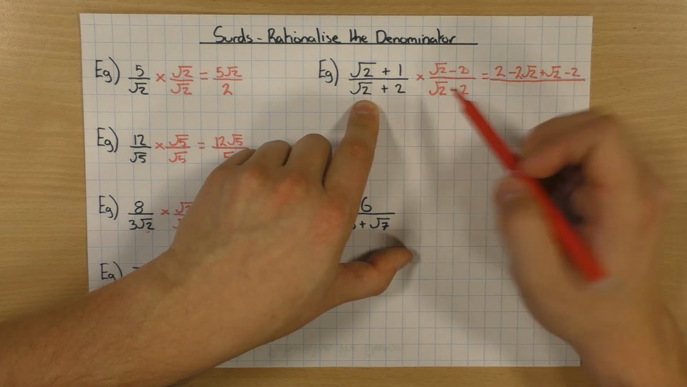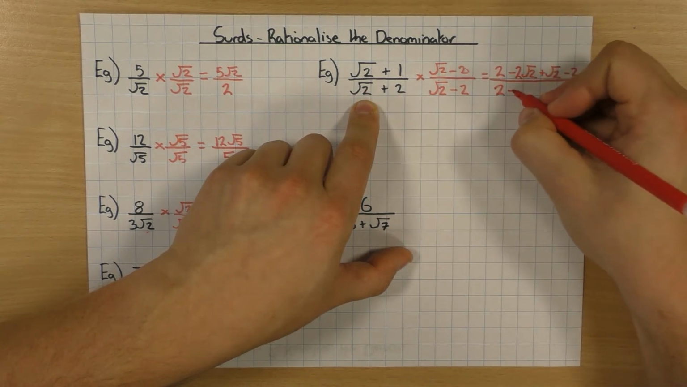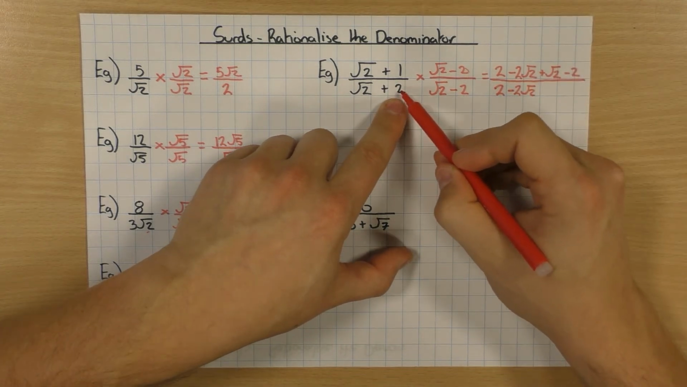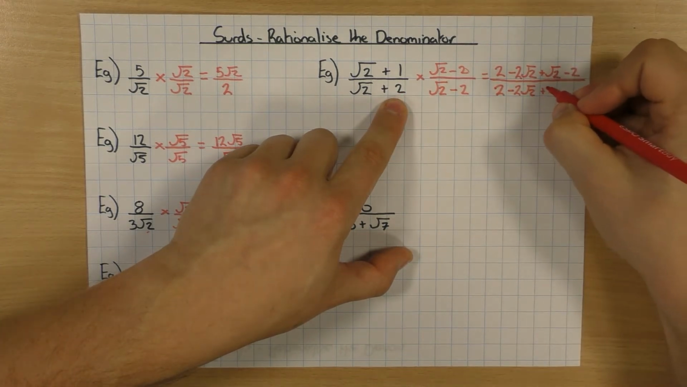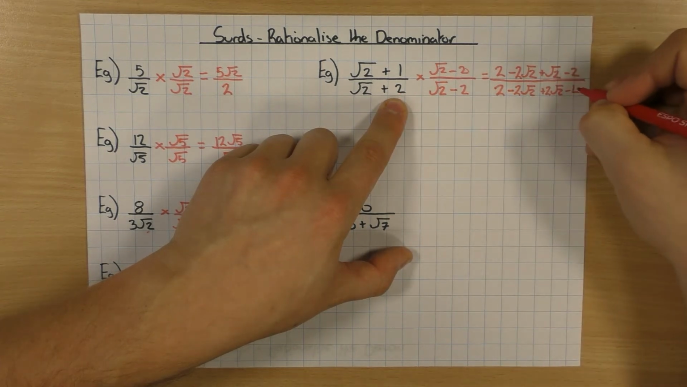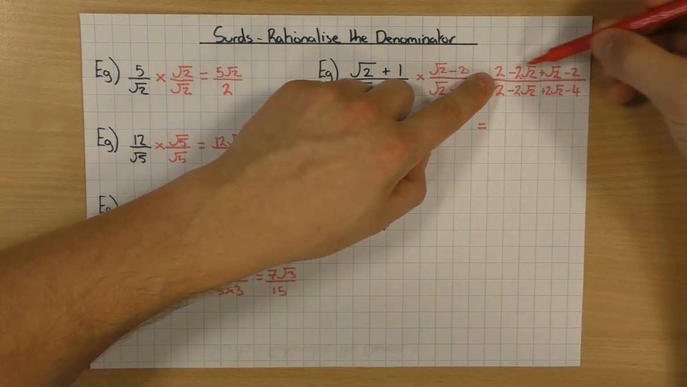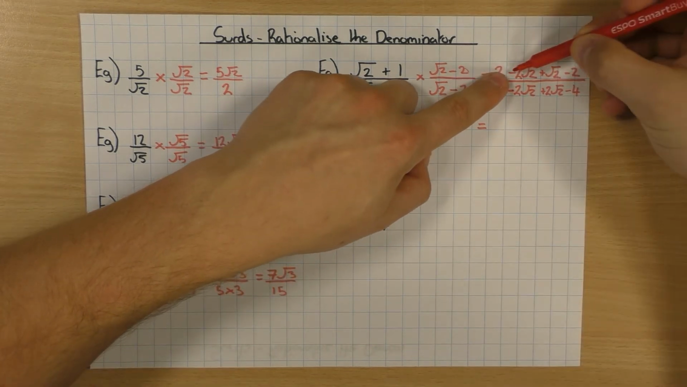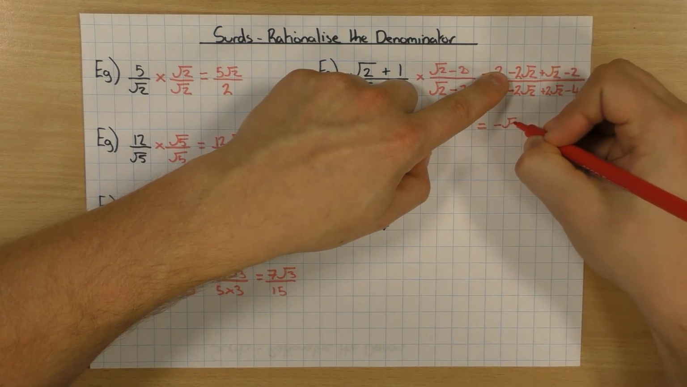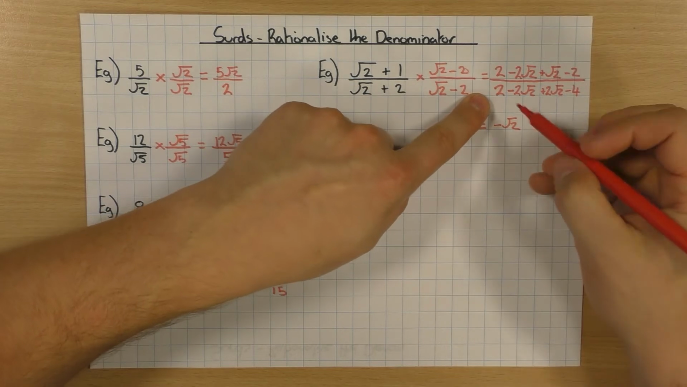On the bottom, root 2 times root 2 is 2. Root 2 times minus 2 is minus 2 root 2. Then over here, plus 2 times root 2 would be plus 2 root 2. And obviously 2 times minus 2 would be minus 4. So when we simplify that, on the top, 2 minus 2 is obviously nothing. Minus 2 root 2 plus root 2 would just be minus root 2, or minus 1 root 2, but we say minus root 2.